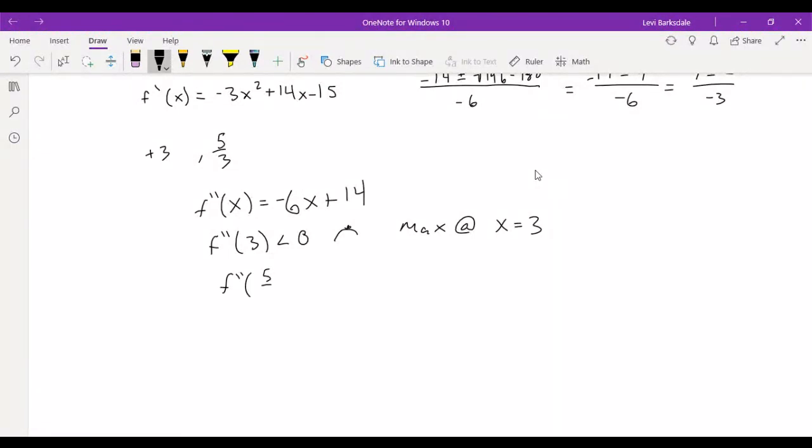And at 5/3, our second derivative is negative 6 times 5 over 3, which is negative 10, plus 14, which is bigger than 0, so we're concave up. So we have a minimum at x is equal to 5 over 3.